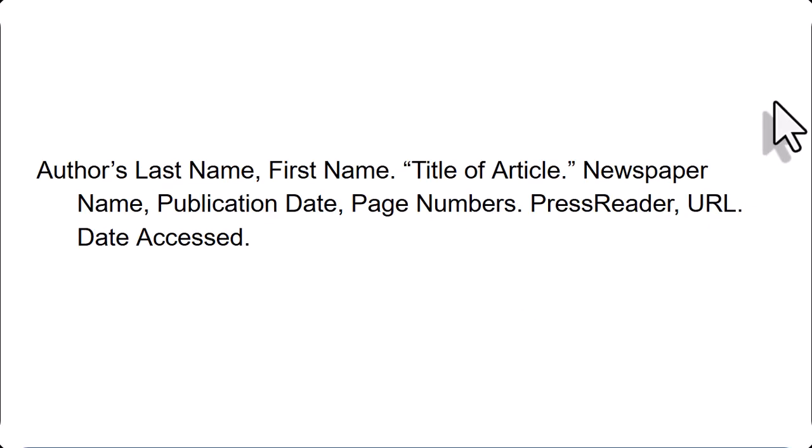Finally, let's take a look at an example from Press Reader. Your format will be very similar. You'll include the author's last name and first name, the title of the article, the newspaper where the article came from, the date it was published, and the page numbers. You'll also include that you found the article in Press Reader. You'll add the URL and then the date that you accessed it.